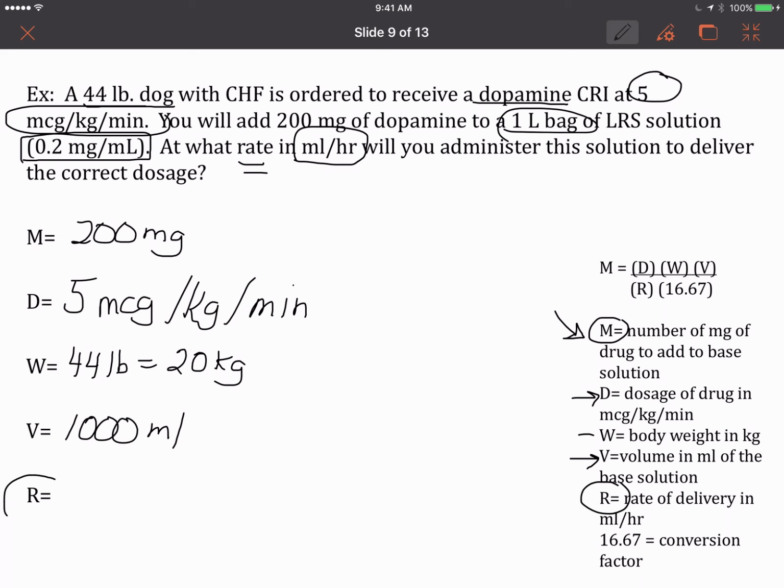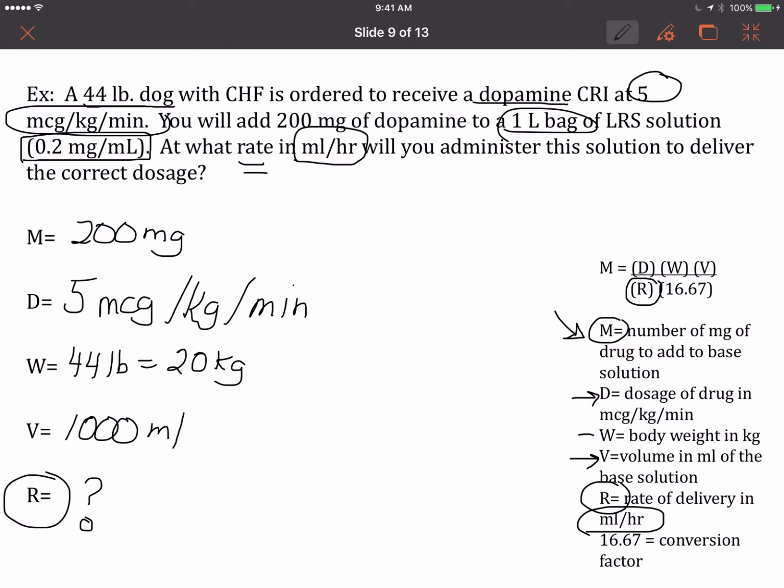At what rate in mils per hour will you administer this solution to deliver the correct dosage? So R is going to be our rate. So this is what we don't know. This is what we want to know right here. R is the rate of delivery of your drug in mils per hour. So we can plug in all our numbers here. The interesting thing here is that we are solving for R.